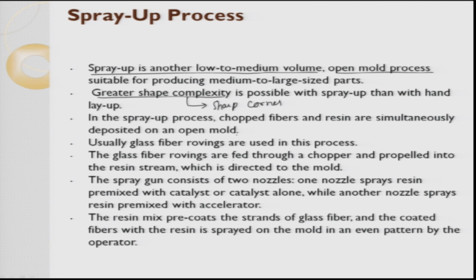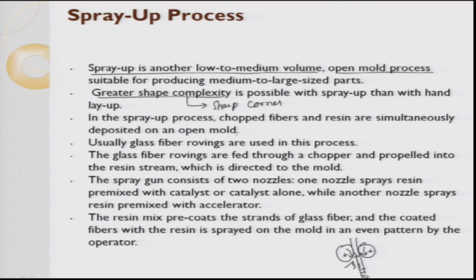The glass fiber rovings are fed through a chopper. You have two wheels, the fiber comes in between them, and something like a chopper passes through it. It chops and makes several small fragments of the glass fiber. The chopped rovings are propelled into the resin stream, which is directed towards the mold. Mixing can happen inside a mixing chamber and then it sprays, or it can just cut and move forward, and the resin gets added in between.